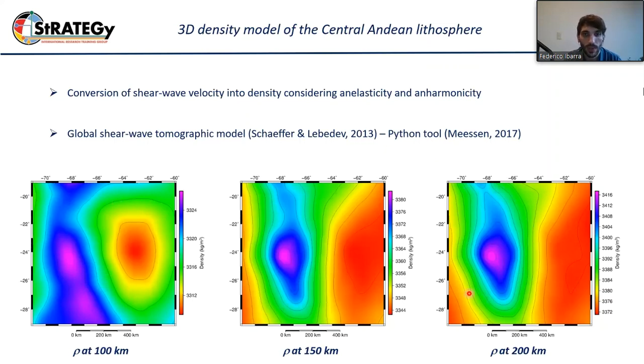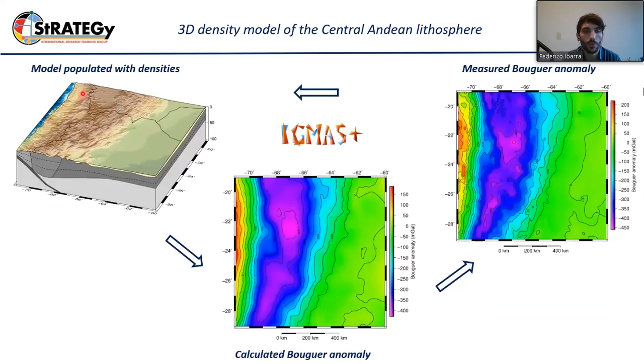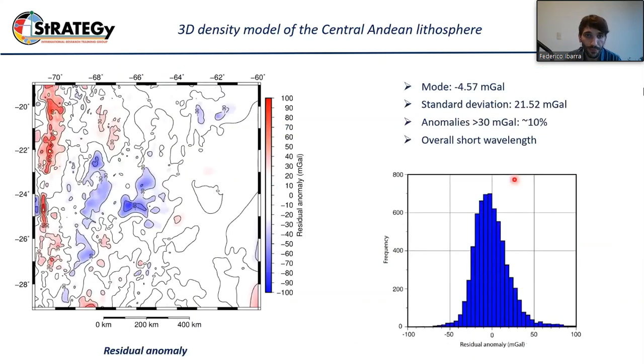In these maps, you can observe the density distribution in the mantle at 3 different depth levels, and there is a progressive increase of density with depth from 100 kilometers to 200 kilometers. You can also observe a high density anomaly in the west, which is consistent with the subduction of the Nazca plate. After the model was populated with densities, the topography was removed in order to forward model the Bouguer anomaly using the software IGMAS until the calculated anomaly fit the measured anomaly.